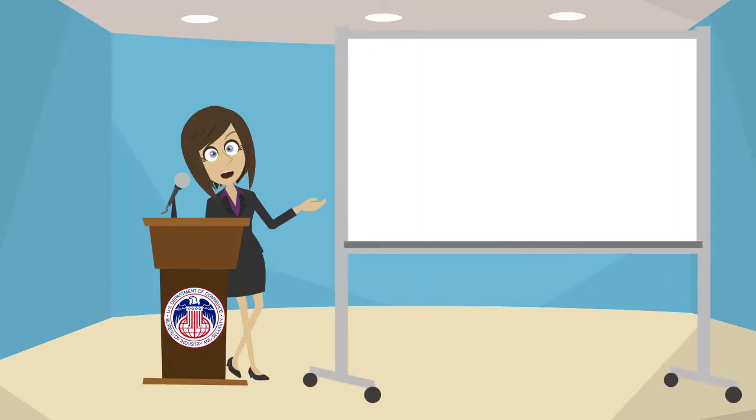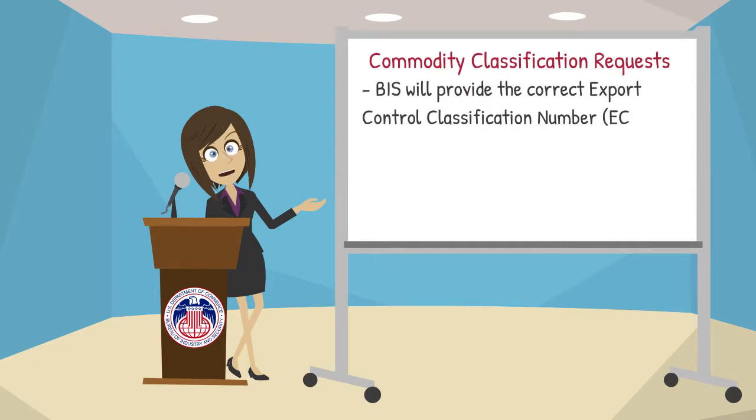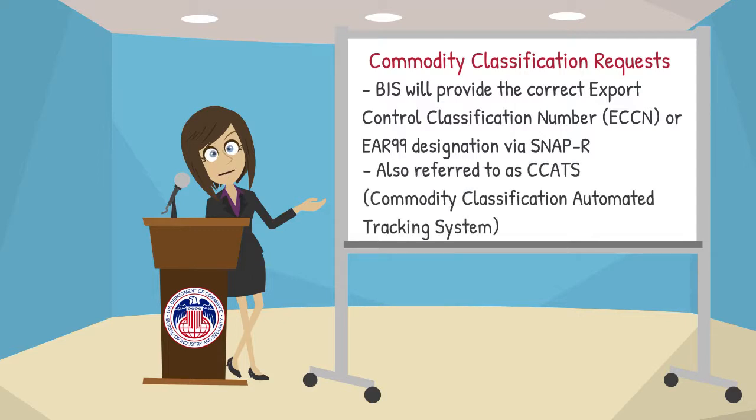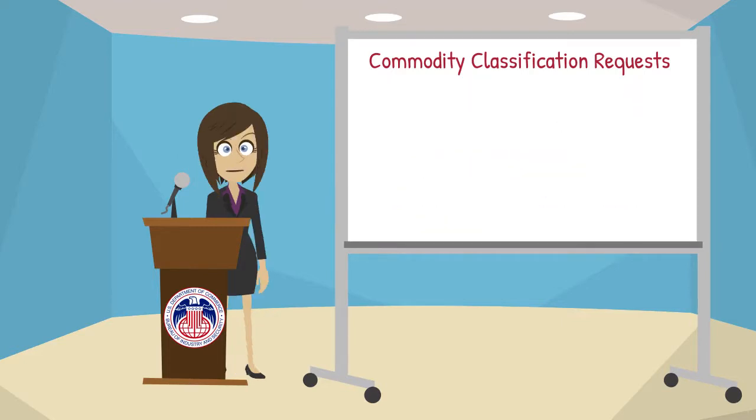You may request the Bureau of Industry and Security to provide you with the correct Export Control Classification Number, ECCN, or EAR99 designation of items through the BIS online web portal SNAP-R. BIS refers to these requests as CCATs, which stands for Commodity Classification Automated Tracking System.